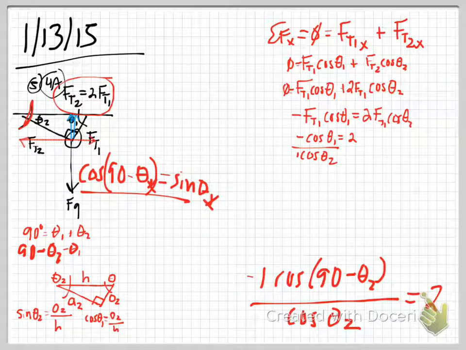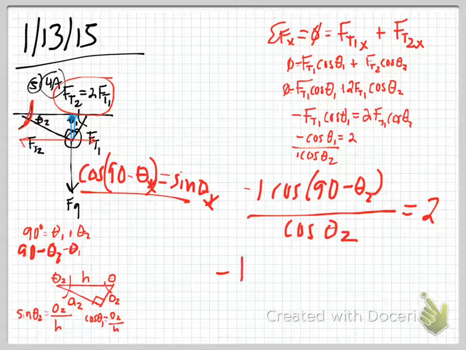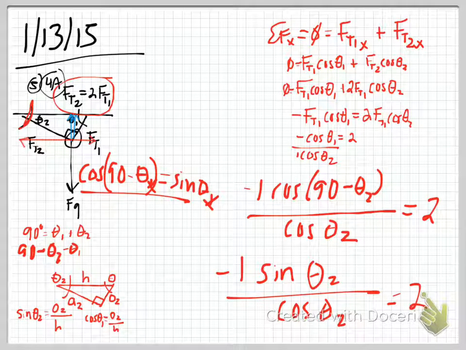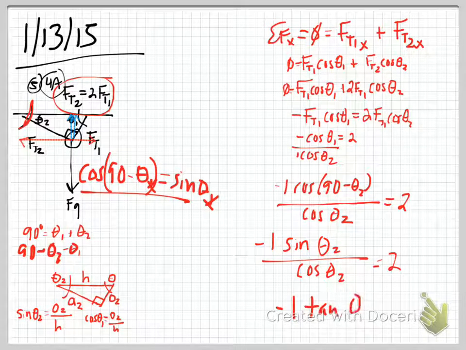Okay, so what that leaves us with is negative 1 times the sine of theta 2 over the cosine of theta 2 equals 2. Okay, one more trig identity. What's sine divided by cosine? Tangent! So negative 1 times the tangent of theta 2 is equal to 2. Now you can find theta 2. Go.